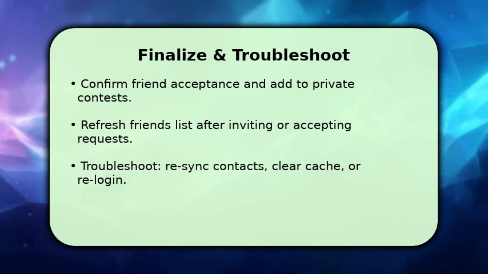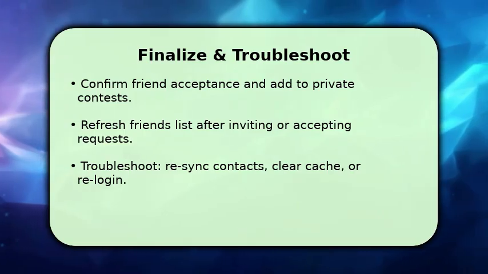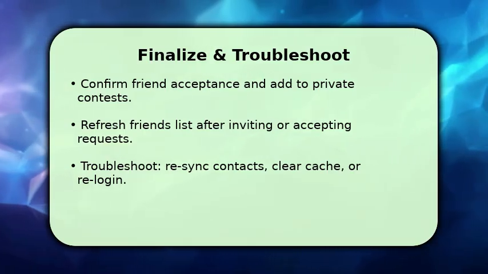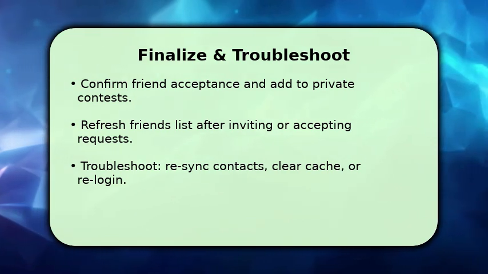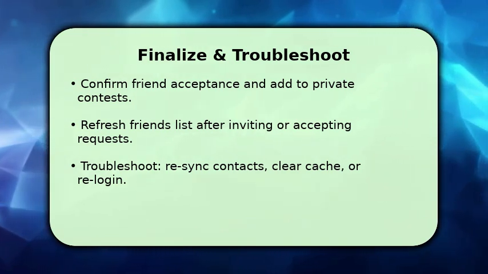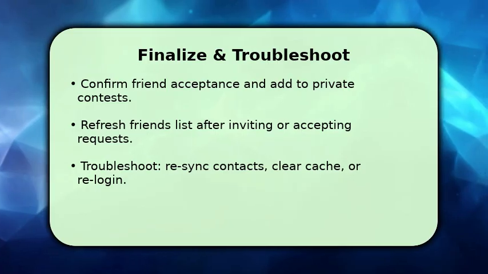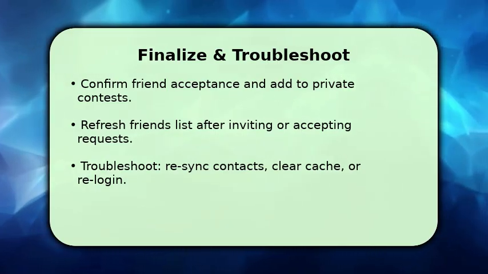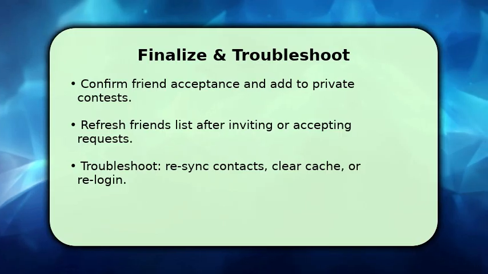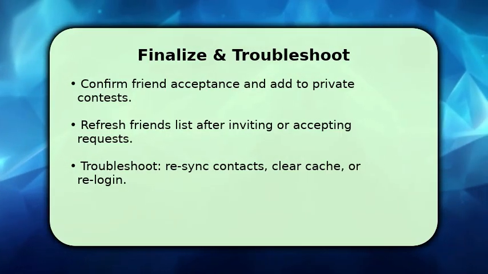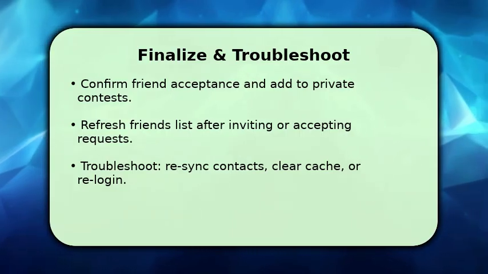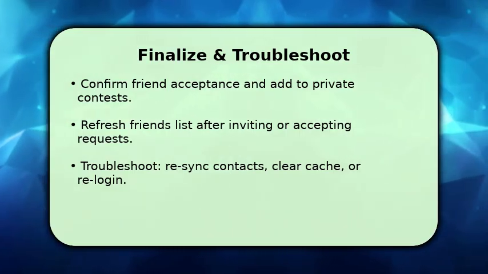You finish by confirming connections and using them. Once a friend accepts, add them to private or practice contests and use the group invite to coordinate lineups. If the friend doesn't appear immediately, pull to refresh the friend screen or reopen the app. Sometimes a quick reload solves sync delays. If problems persist, resync contacts, clear the app cache, or log out and log back in. These steps force a fresh sync and usually resolve most visibility issues.